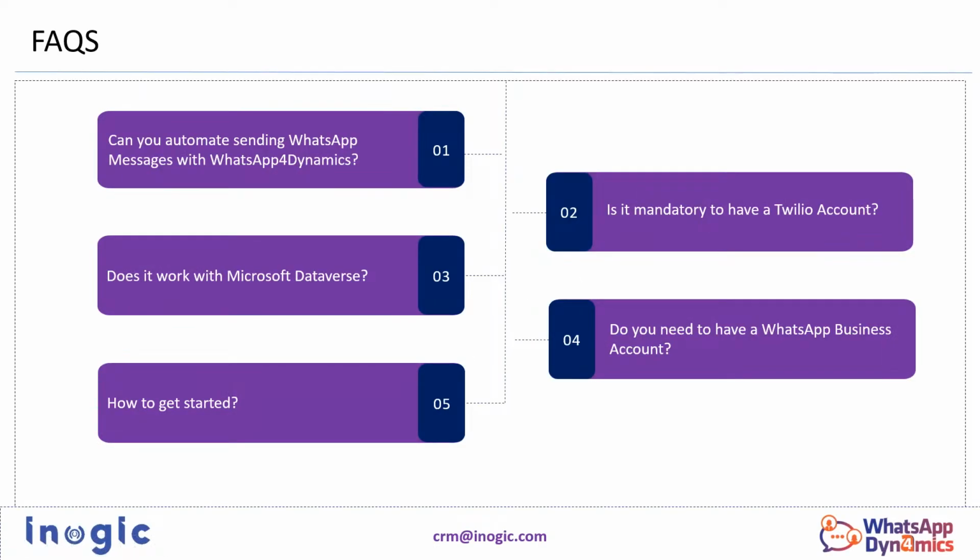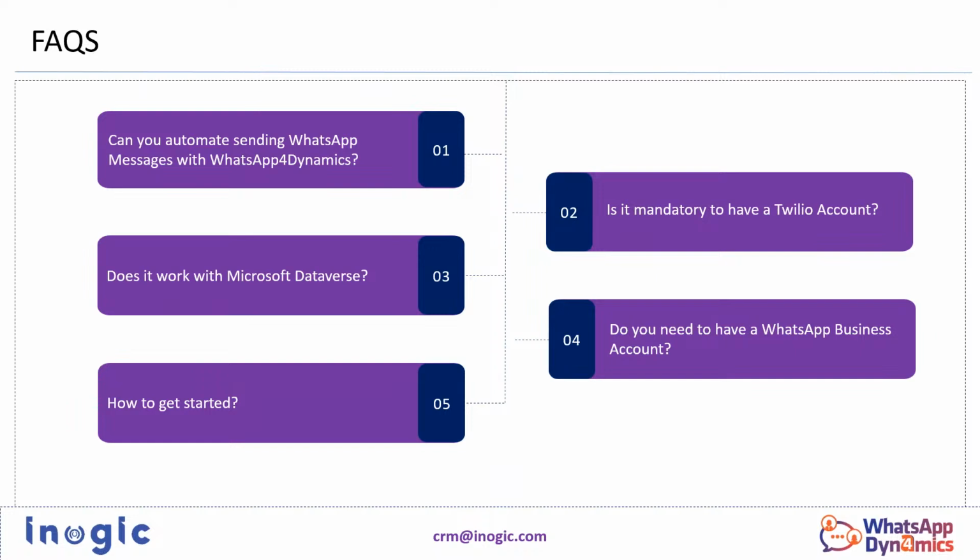So these are the common FAQs that we get from customers and prospects across the globe. Can you automate sending WhatsApp messages with WhatsApp for Dynamics? Yes, it is possible, which we have seen now with an example of how we can send automated messages whenever an order has been fulfilled. Does it work with Microsoft Dataverse? Yes, that is also possible.